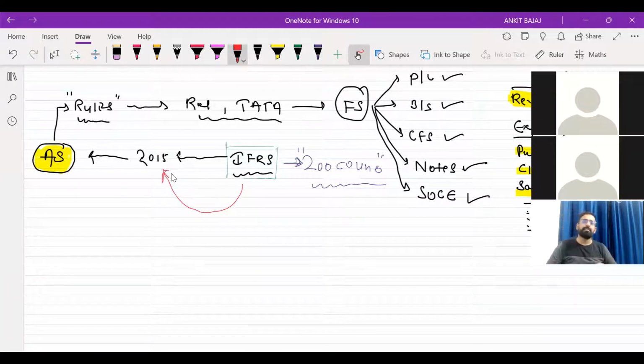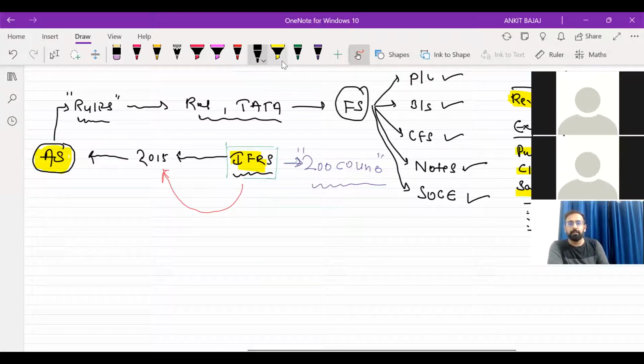Now you might be thinking that if India is following accounting standards, what is the logic behind the Indian government adopting IFRS in India? If you see the difference between these two books, IFRS is a set of rules, and accounting standard is also a set of rules. But there's a huge difference, and we will see those differences in detail in coming time.